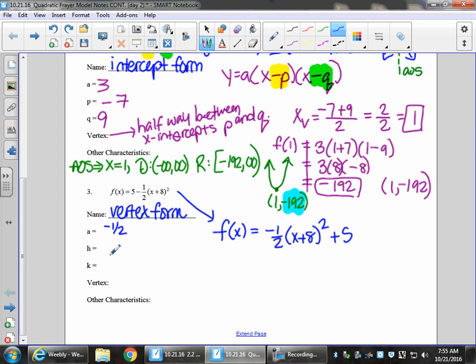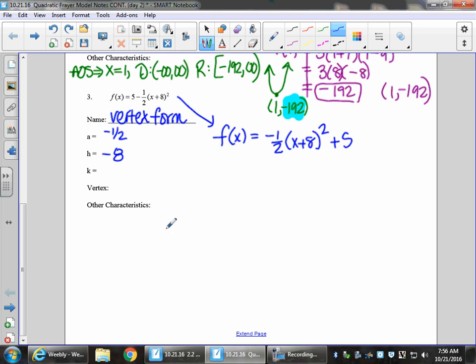H. Careful. Negative 8. Look at the original form. What is this inside parentheses in general? X minus H. So if I see a positive value, it means that a negative value got plugged in, just like with absolute value. There was a strong connection yesterday to that. What's K? 5. What is incredibly nice about this form? What's my vertex? Very good.